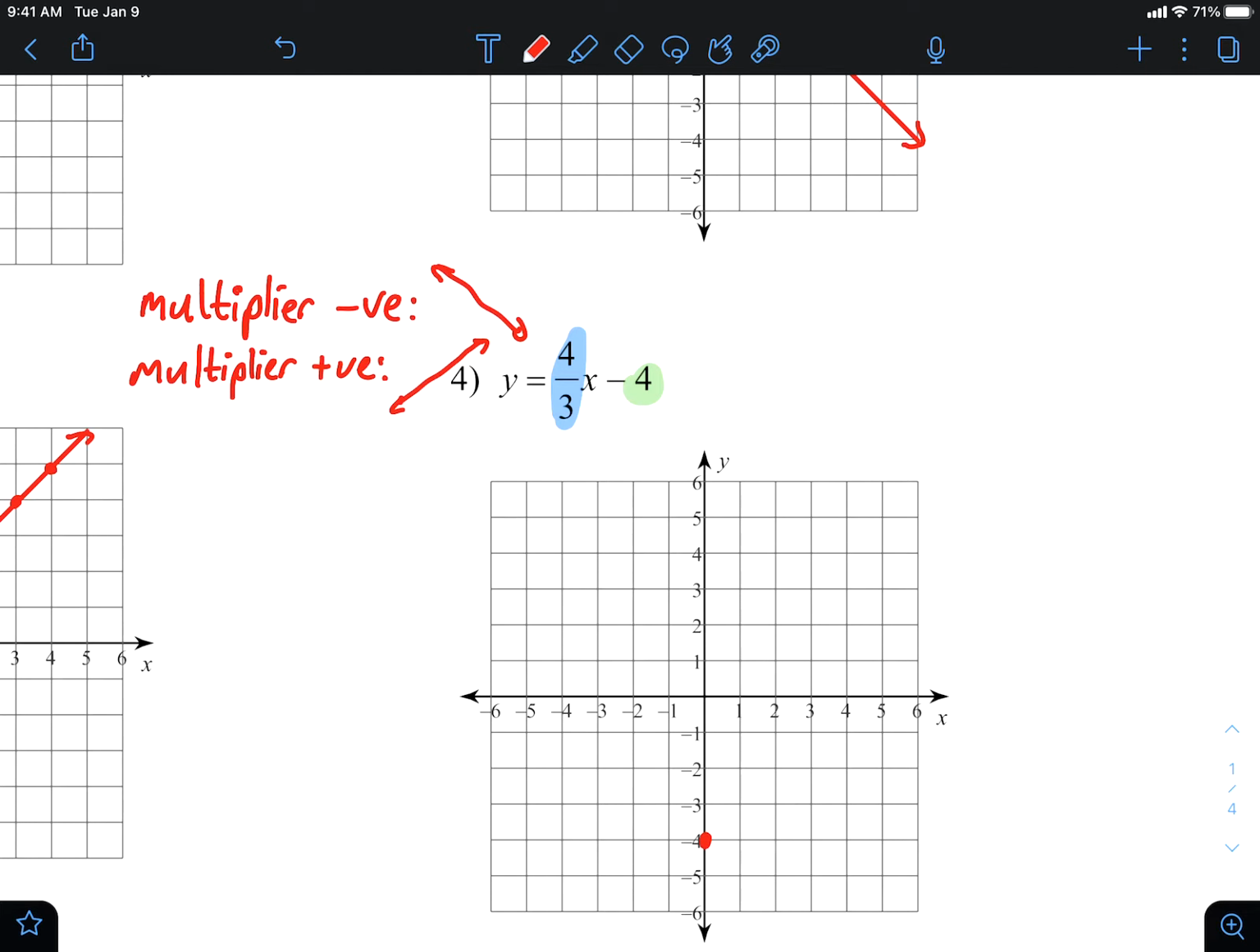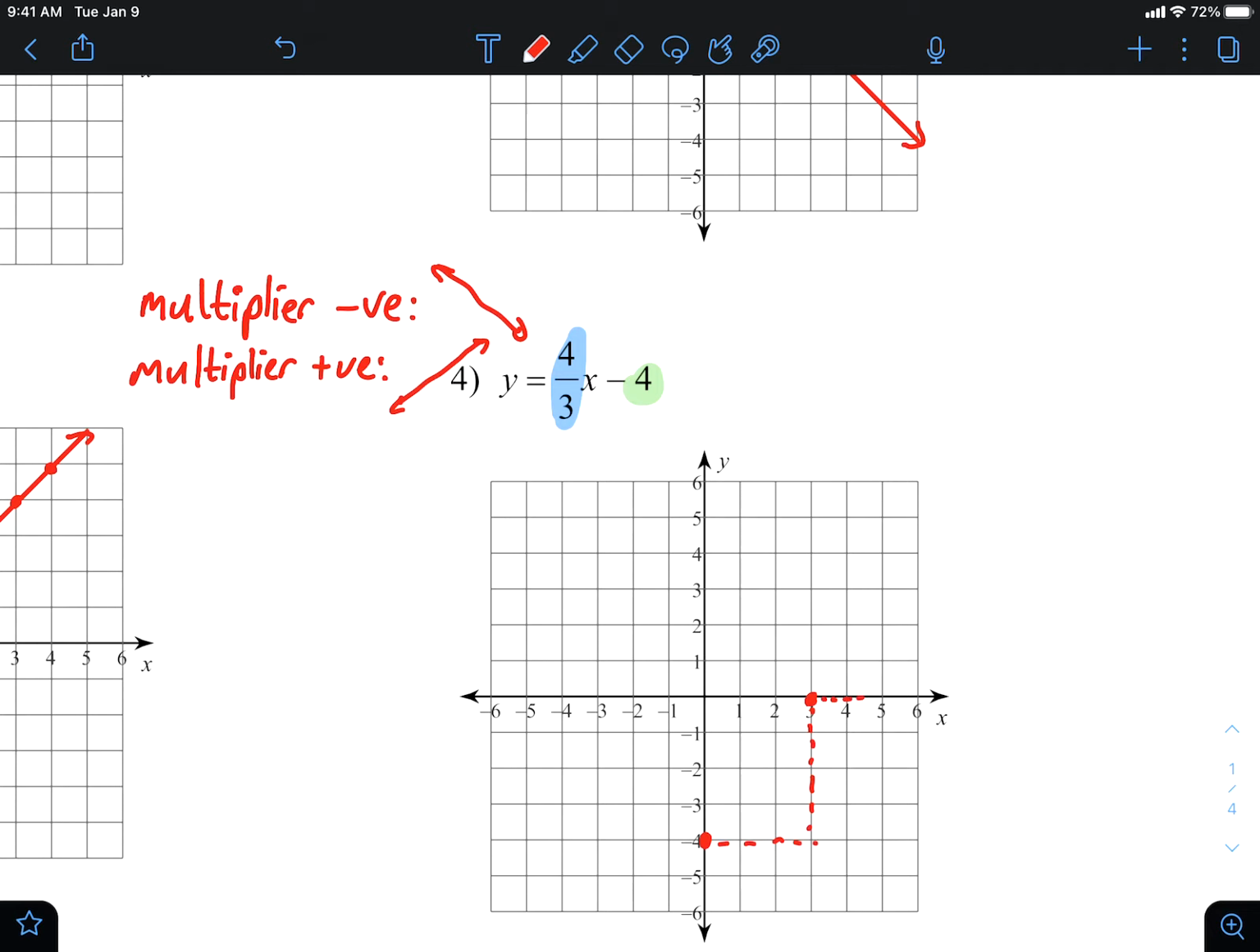And then what this fraction tells us, well, it is true that if we go along 1 unit in the x direction, we're going to go up just a bit more than 1. We're going to be going up 4/3 units. But that's not helpful to us, really. So what we can think of this as is 4 units upwards for every 3 units to the right. So we move 3 to the right, and then we move 4 up, and we can put a point there. So we're increasing by 4 for every increase of 3 in the x direction. That's how you can read this 4/3 multiplier.